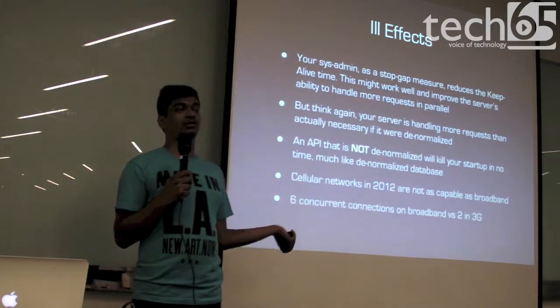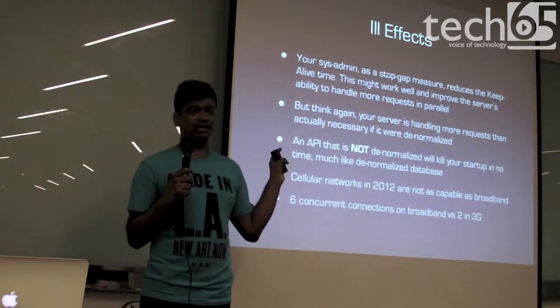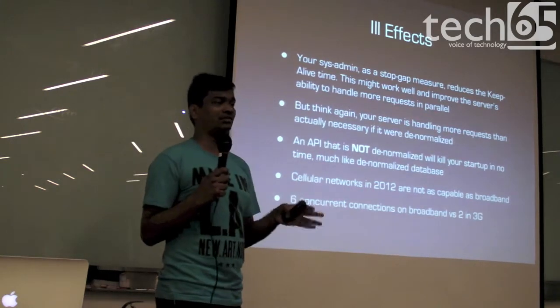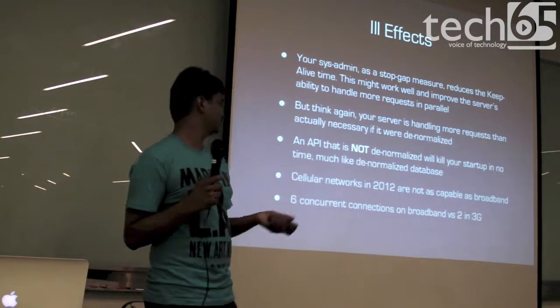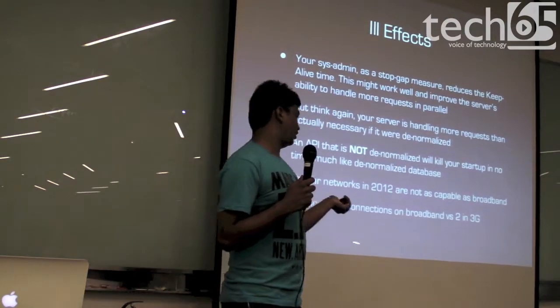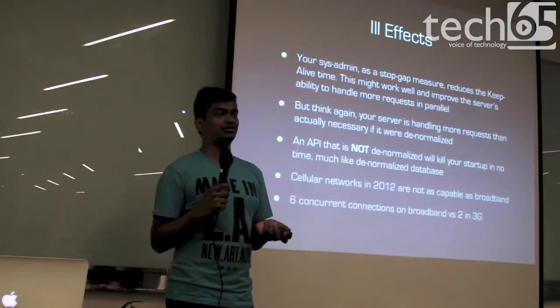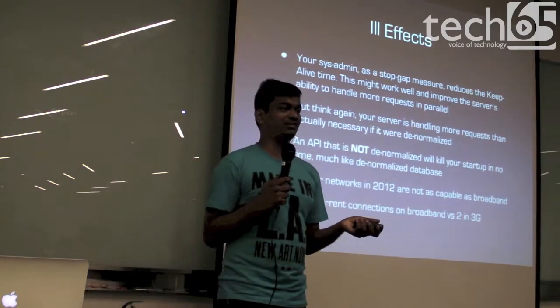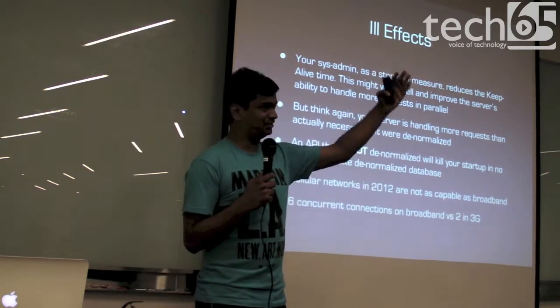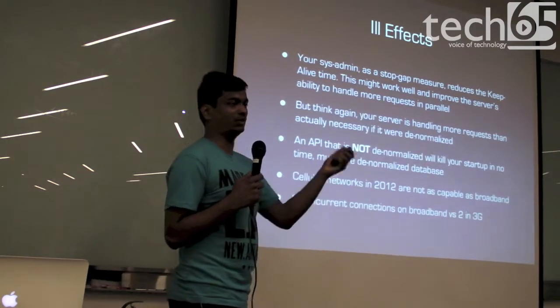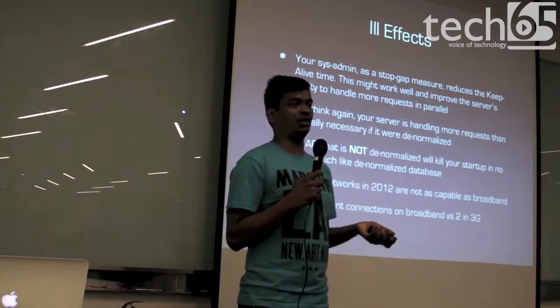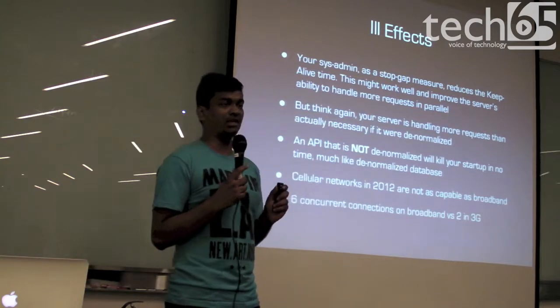Cellular networks even in 2012 had this problem. Just 2 connections, that's all. If you try to open a third, it's going to wait till the first and second are complete. Broadband is good. Your home broadband is good. If you use software like download managers, you can queue up to 6 concurrent connections to one server and download whatever you want. But mobile networks are completely different.